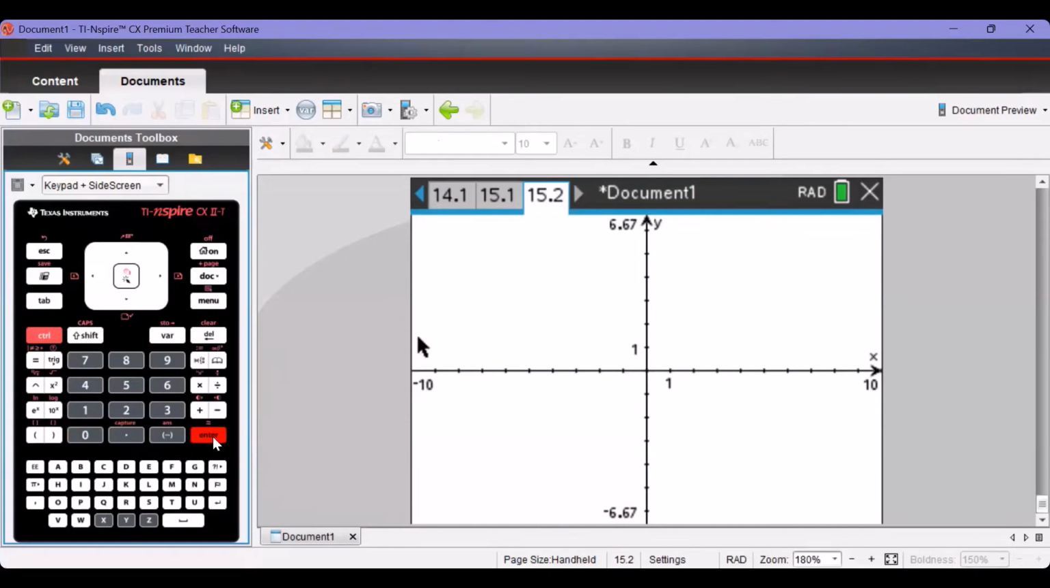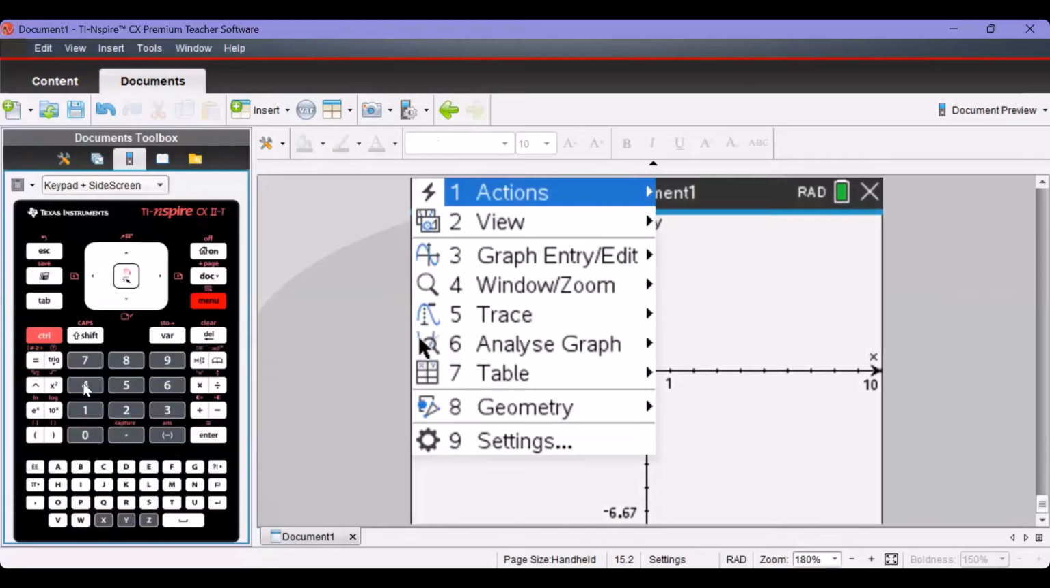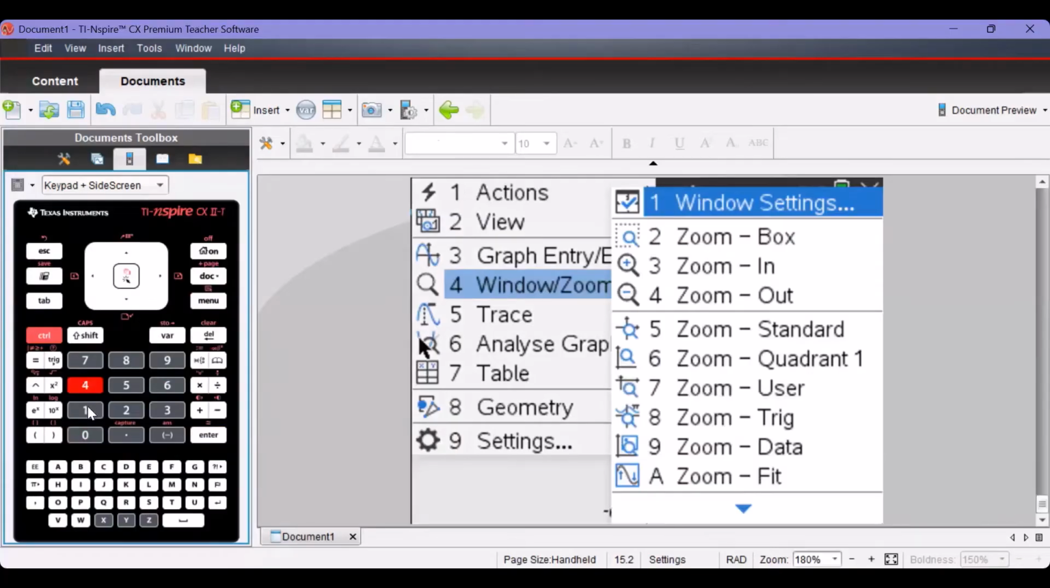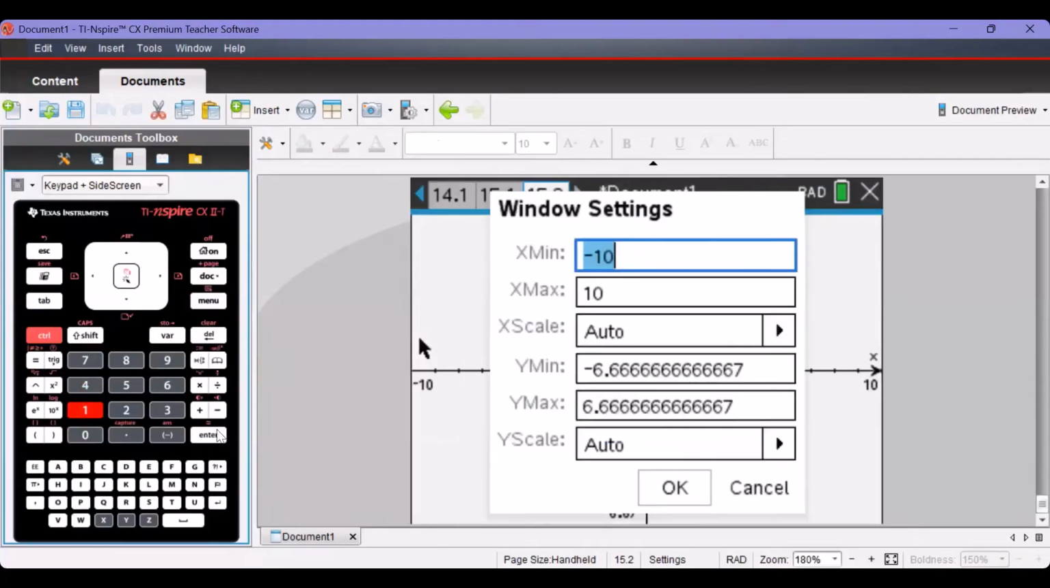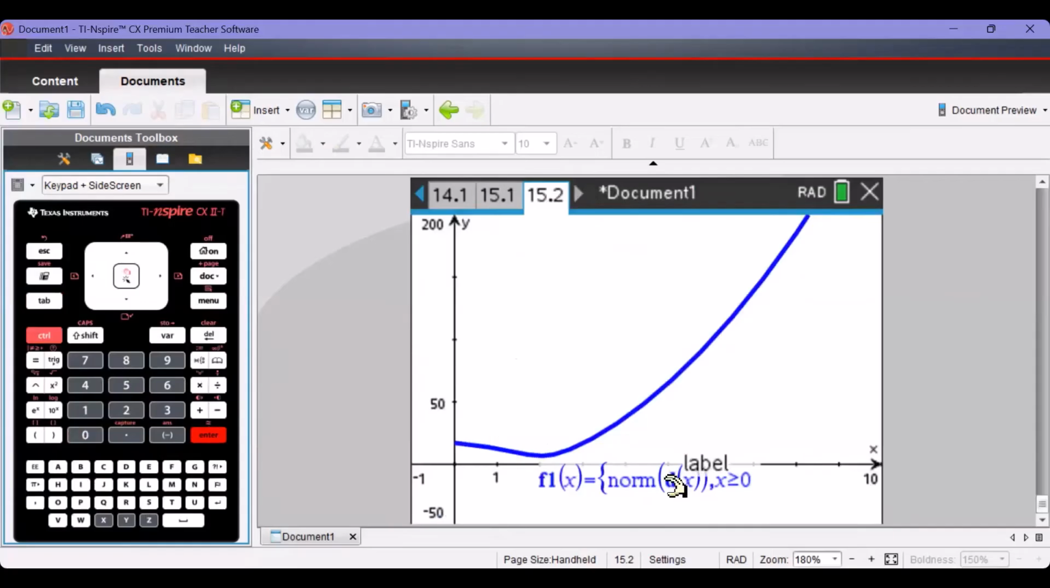Now we can't see anything. That's because we need a suitable window. So if we press menu and then go to window zoom, so press 4, window settings, 1 or enter. So something like an x min of 1, x max of 10 is fine. Go up in ones if you like, press tab. Something like -50 for y min, and then press tab, and a y max of 200. Y scale of 50, something like that would be fine. And then press enter. And up comes the graph, all good.